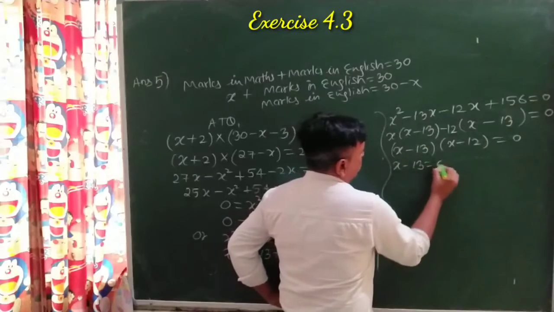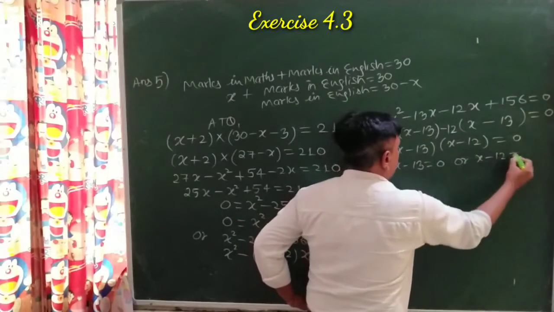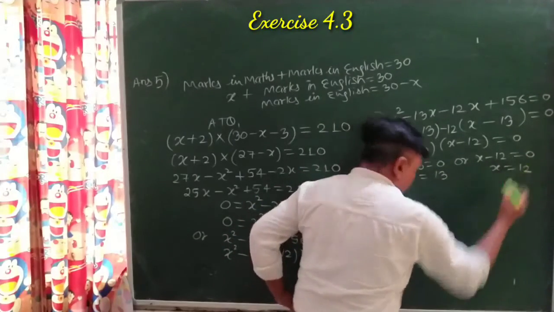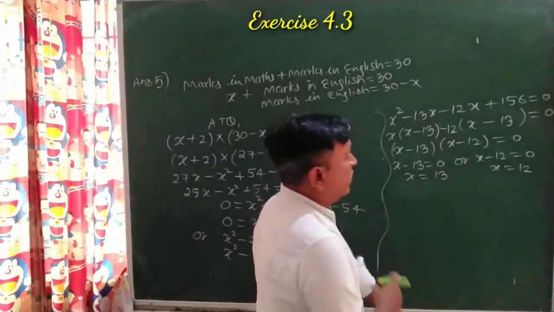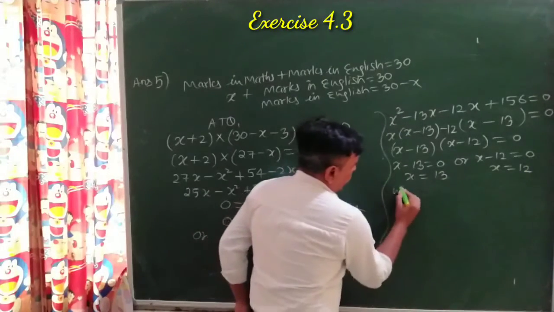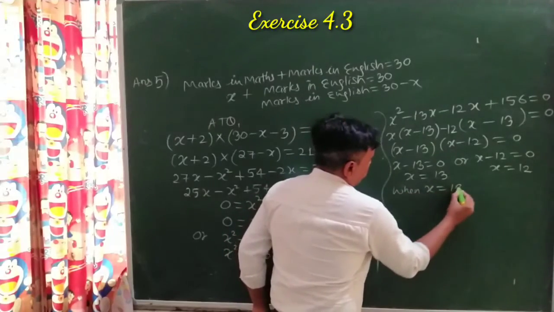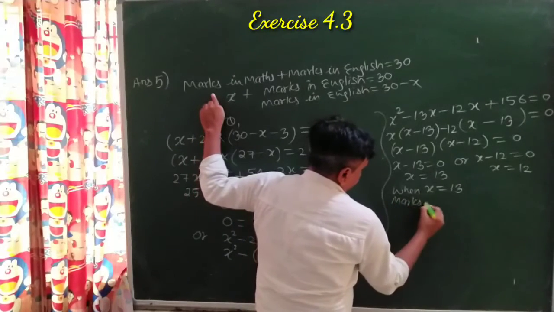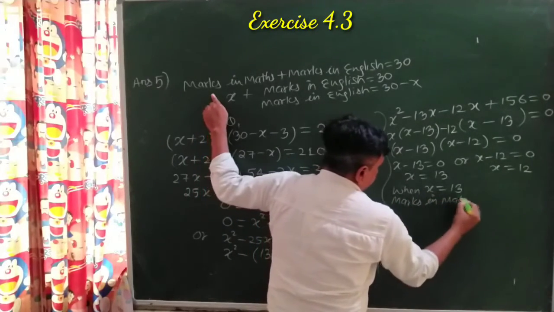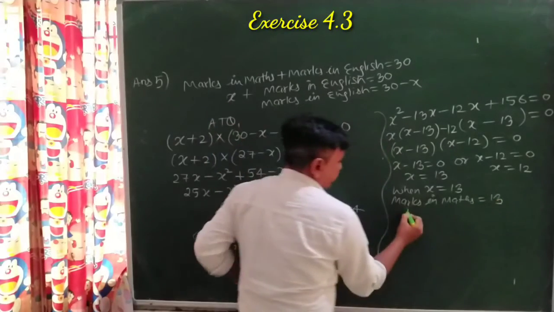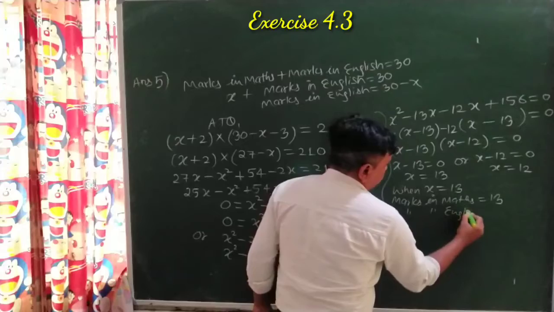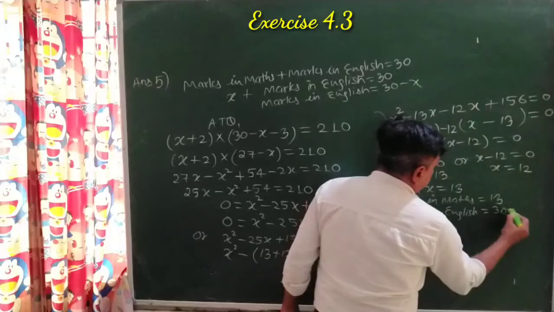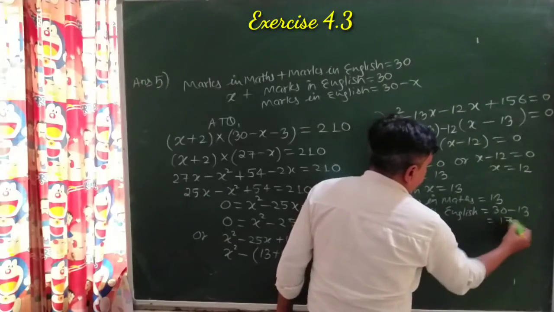x minus 13 equals 0, or x minus 12 equals 0. So x equals 13 or x equals 12. So we actually have two options here, and we will take them one by one. When x equals 13, marks in mathematics will be 13, and marks in English will be 30 minus x, 30 minus 13. So what is left? 17.